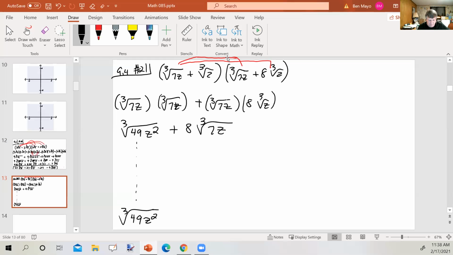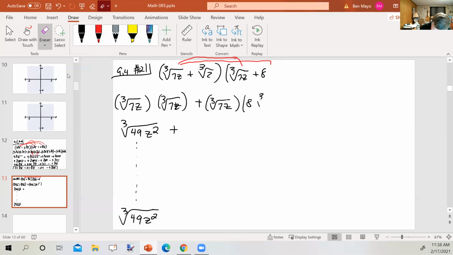Let's see here. Yes, I see I've made a mistake, and that is in my copying. This thing right here, I took to be a z, and it's supposed to be a 2. Once again, my sloppy writing does me in. Sorry about that. Let's see if I can clean this up. All right, this is 8 cube roots of 2.